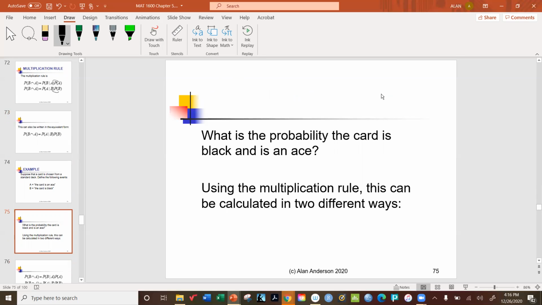Now, we know from our knowledge of the deck of cards, there's only two of these aces, the ace of spades and the ace of clubs, that are both black. That's it. That's all we have. And since the entire deck has 52 cards, this probability we know already is 2 out of 52, or if you want to reduce it, you can rewrite it as 1 over 26. Well, now what we want to do is demonstrate this in two different ways using the multiplication rule.